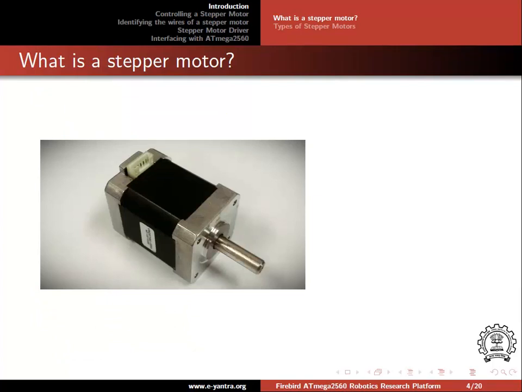So the first question that arises is, what is a stepper motor? A stepper motor is a special kind of motor whose rotation is divided into discrete steps which allow precise control over its angle. It can be commanded to hold a step or move to the next step.